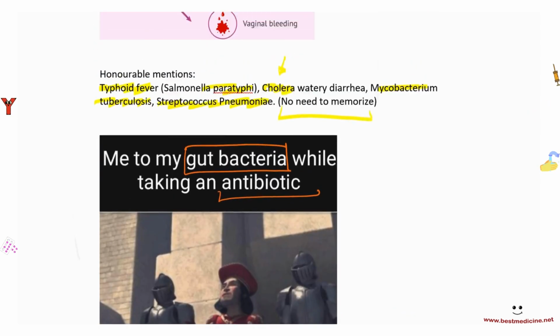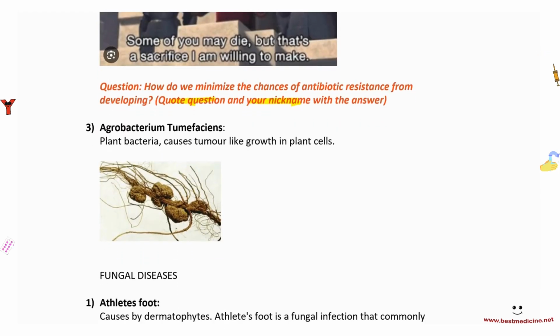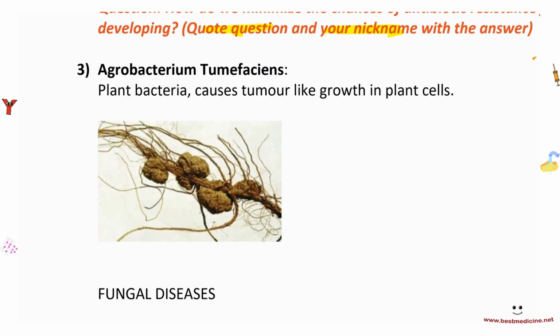And that is the end of the human disease-causing bacteria. One plant bacteria is called Agrobacterium tumefaciens. Usually I've not seen a question on this. It's not very high yield, but essentially what this does is that it causes tumor-like growths in plants. Okay, so here's a plant, and you see these tumor-like growths in plants. That is caused by Agrobacterium tumefaciens.